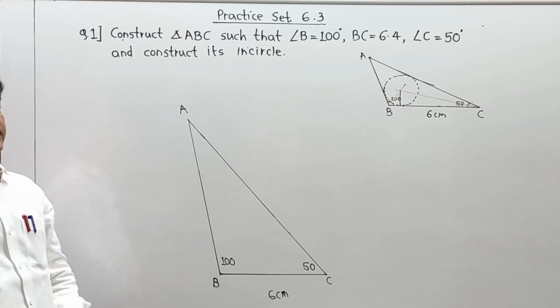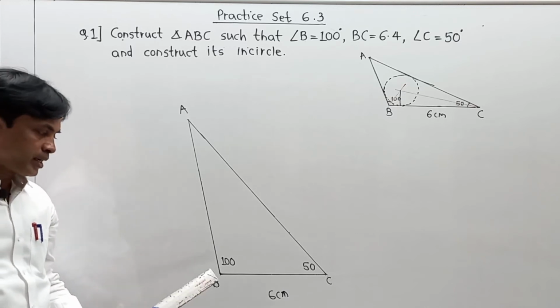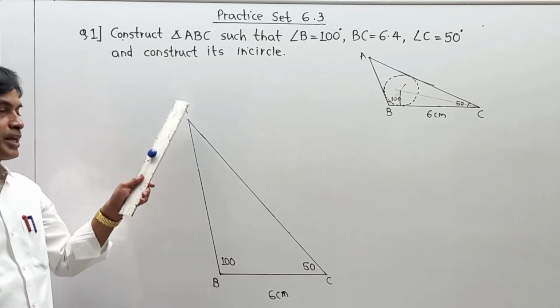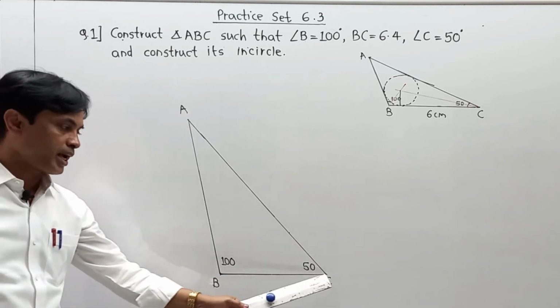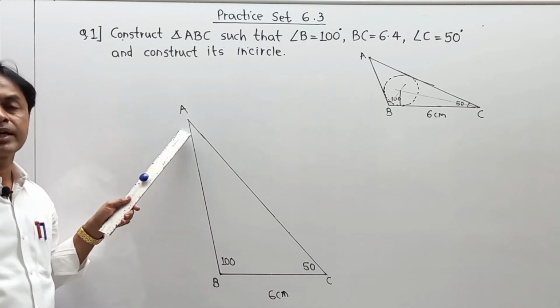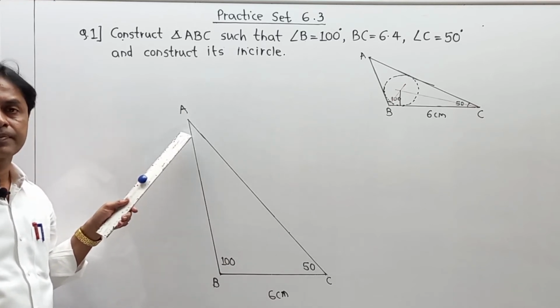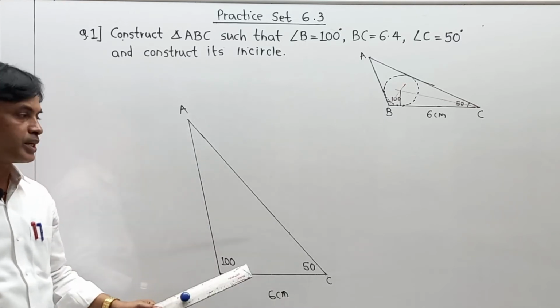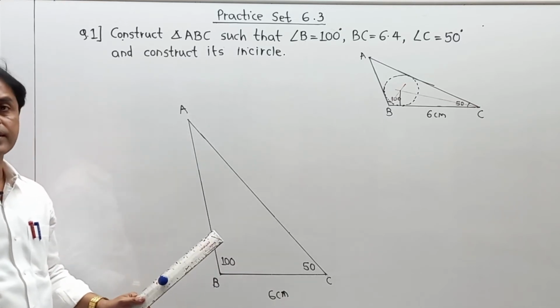Now as per their condition, our second part will start. Why? Because base BC of 6 centimeter, that we have done. Angle B of 100 degree, that we have done. Angle C with 50 degree, and we get a common point of intersection, that is A. Now your respective triangle ABC as per their dimensions is ready. Now our target is to draw the incircle.